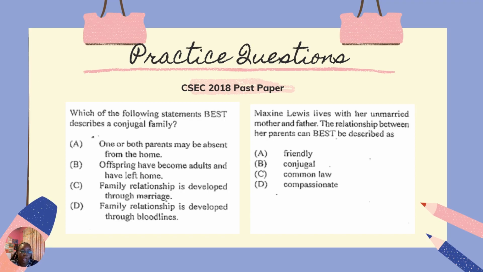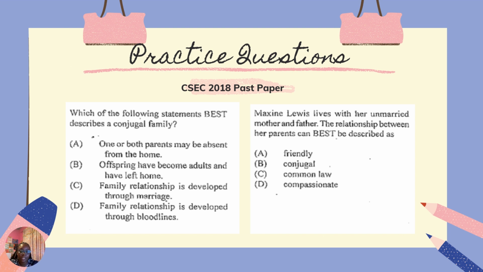A is one or both parents may be absent from the home. B, offspring have become adults and have left the home. C, family relationship is developed through marriage. D, family relationship is developed through bloodlines. And it's, of course, C, where family relationship is developed through marriage. We see D is there to confuse us with consanguine family, where family relationship is developed through the blood.